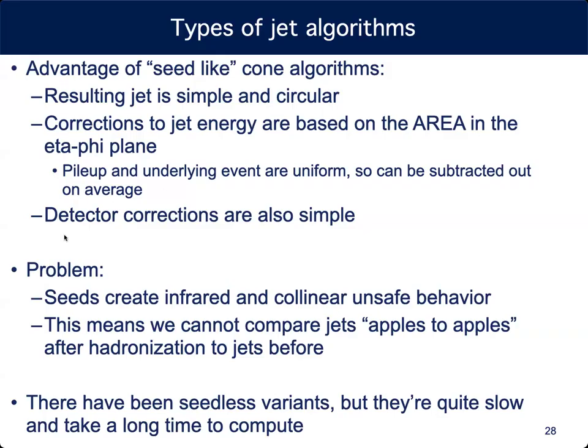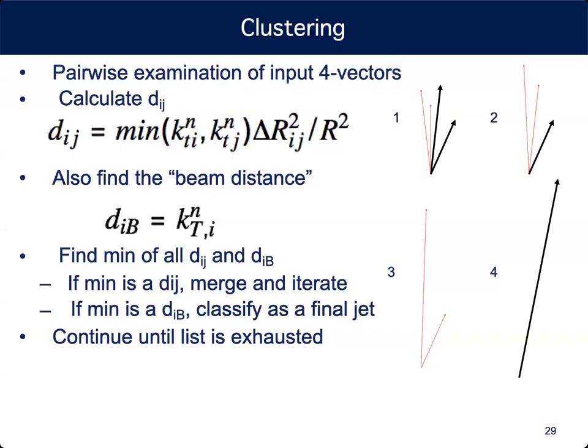There are seedless variants of a couple of cone algorithms, but they're very computationally intensive. So what I'm going to talk about instead is something called the KT family. The KT family is a clustering algorithm that looks at particles pairwise. So you just start wherever you want, in whatever order. You just start with particles.